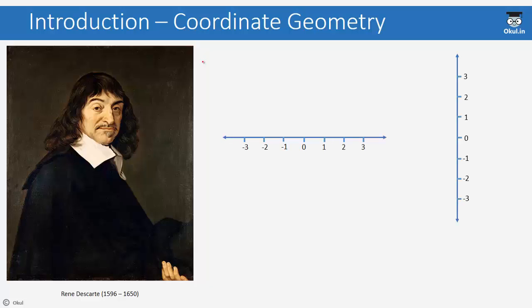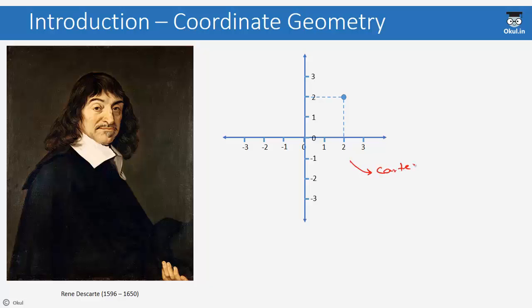Descartes took two number lines, one horizontal and the other vertical, and he took both number lines in such a way that the intersection of these number lines was the zero of both lines. For example, if I have this point and I want the position of this point on the plane, I'll write down its distance from the horizontal and the vertical axis. This axis is known as the Cartesian axis in honor of René Descartes.